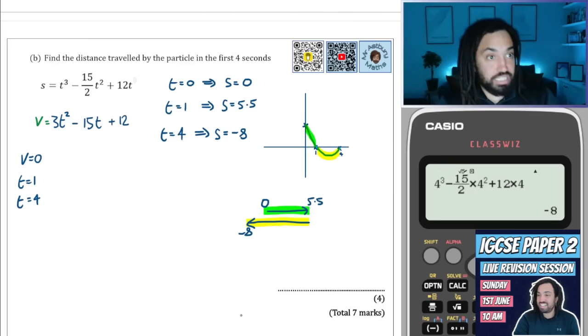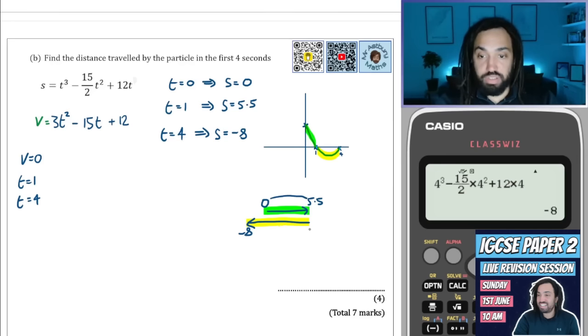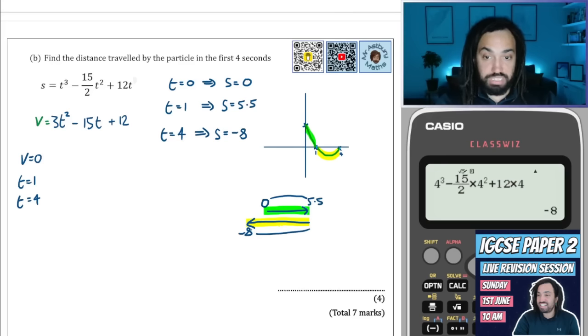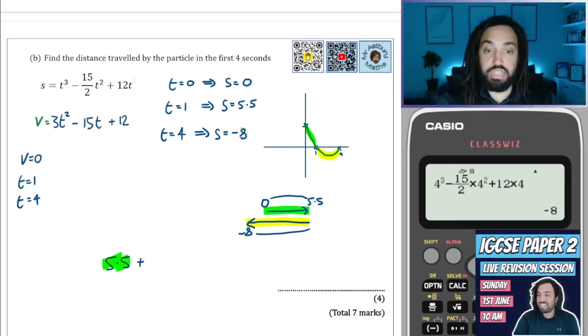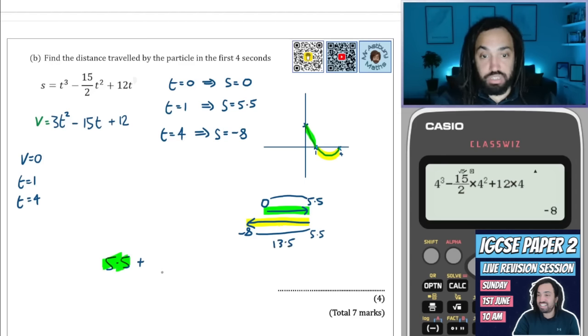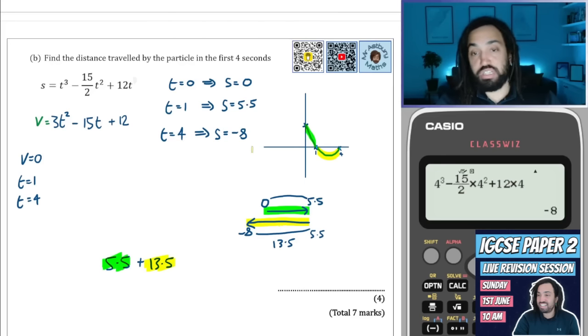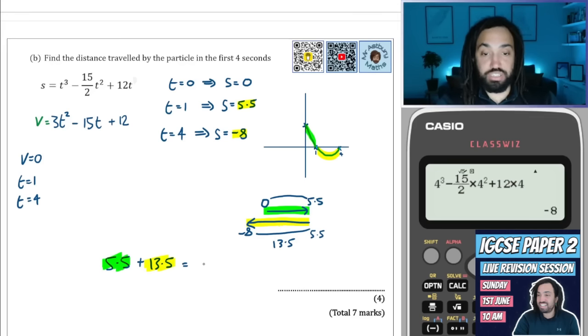So how much distance has this object travelled? Well, it's gone 5.5 in the positive direction in green, and then in the yellow part we've gone from 5.5 away from 0 all the way back to minus 8. So that is a gap of 13.5. So it's done 13.5 distance in the yellow bit, because it's gone from a position of 5.5 to a position of minus 8, which is a gap of 13.5. So overall, add these two together and we get 19 meters is the answer.